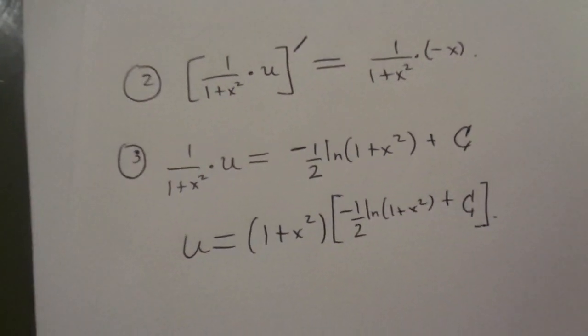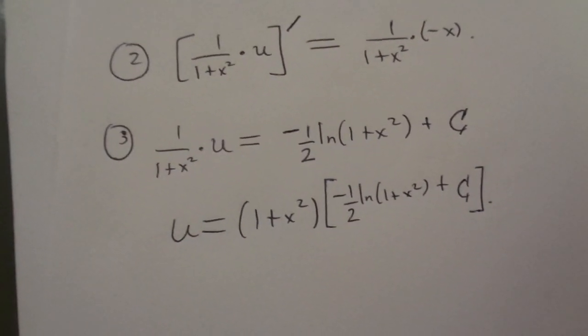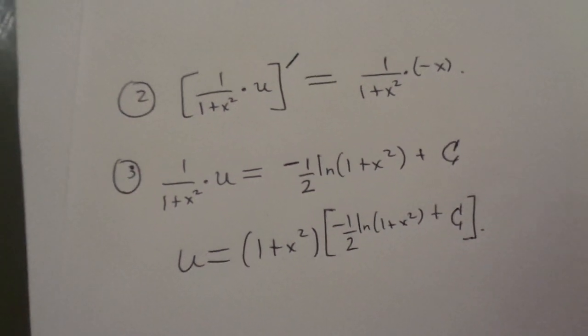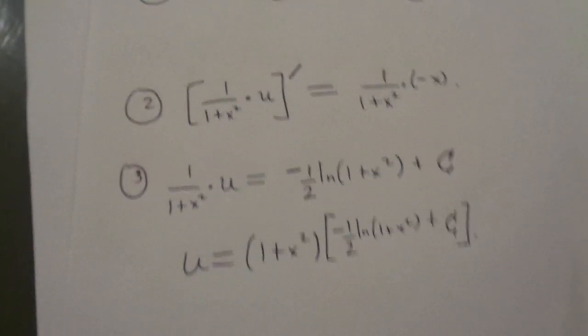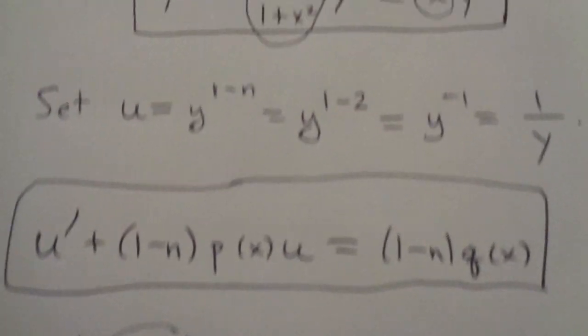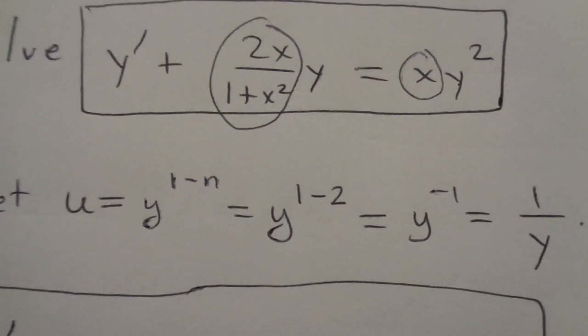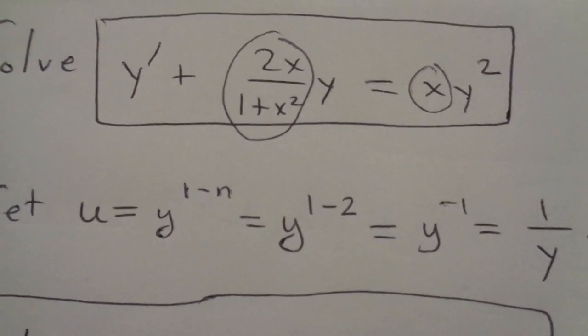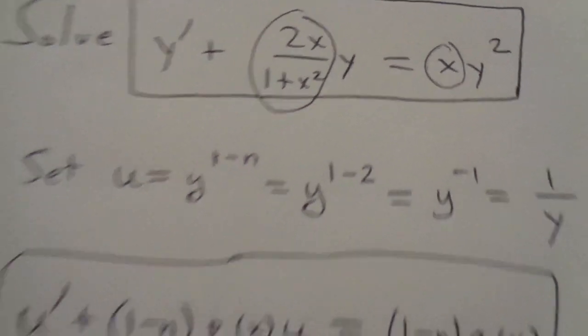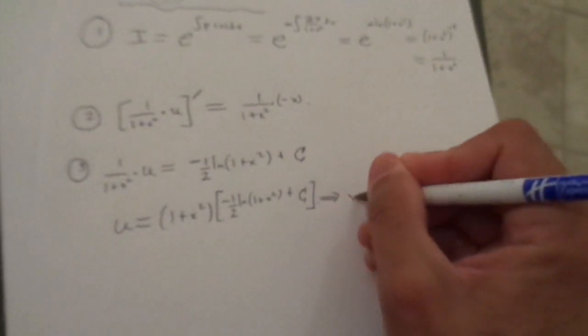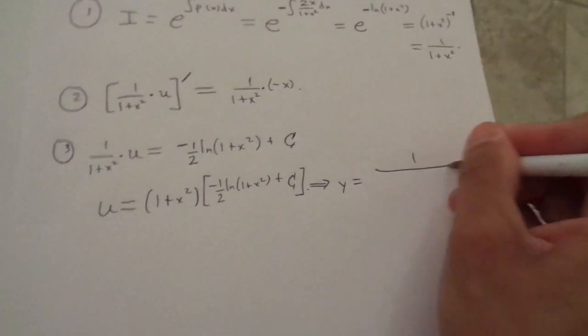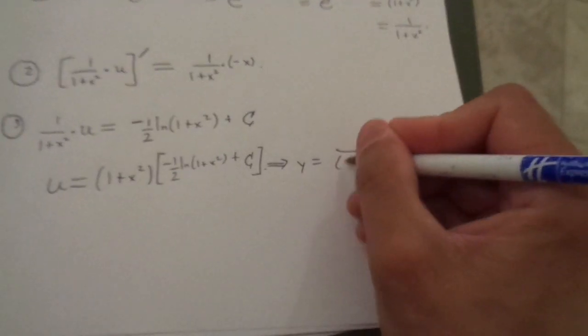Now, that is my final answer for u, but that's not the final answer to the problem, because remember, I'm really trying to figure out what y is. So what I'm going to do is take the reciprocal of u to get y. So let's come back down here. I'm simply going to get y by taking 1 over everything that I just wrote down.